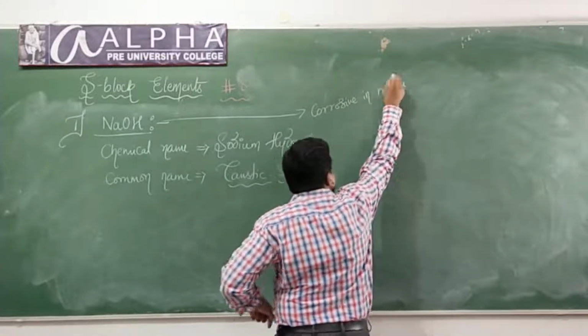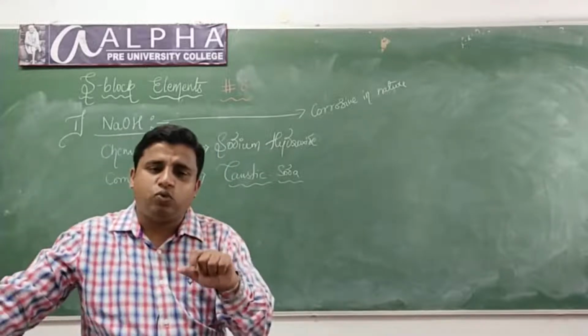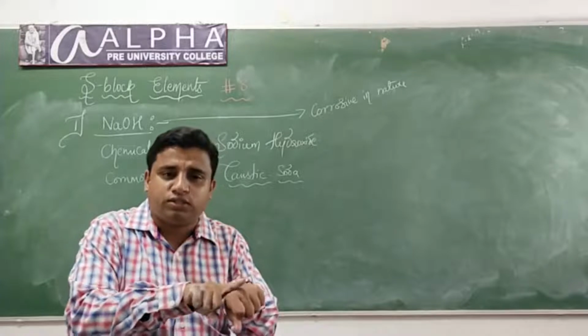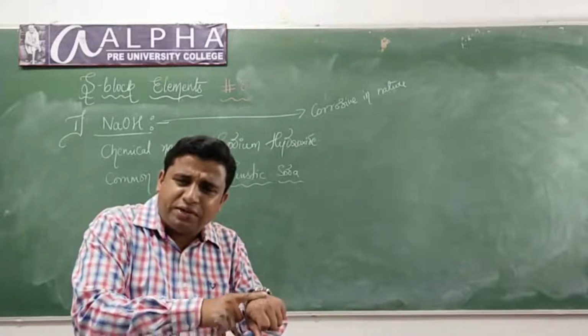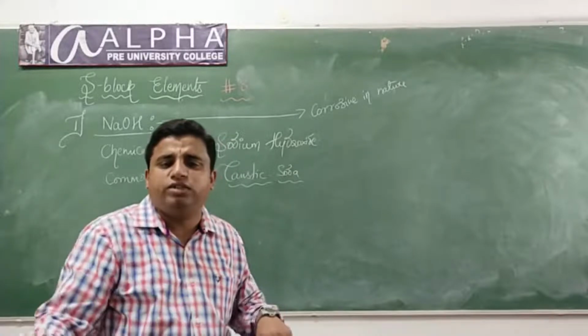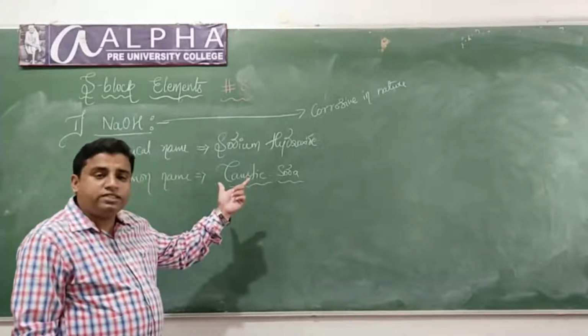Okay, now look here. If sodium hydroxide falls on your skin, what is going to happen? Sodium hydroxide will dissolve all the tissues present on your skin. It is very, very corrosive in nature. That is why it is called caustic soda.